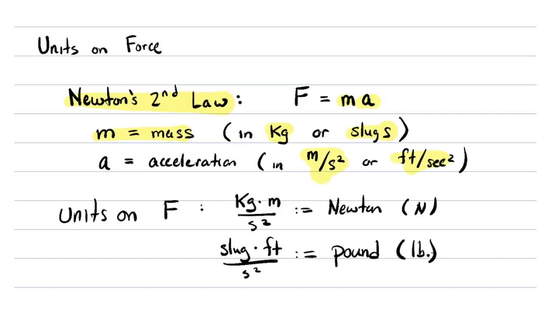So in the SI system, if you multiply kilograms by meters per second squared, I mean, you can certainly pronounce this kilogram meter per second squared, but another name for that is a Newton. So the SI unit of force is a Newton. It's kilogram meters per second squared. 1 Newton is the force required to accelerate a mass of 1 kilogram, 1 meter per second squared, if you like. So that's the unit of force in the SI system.